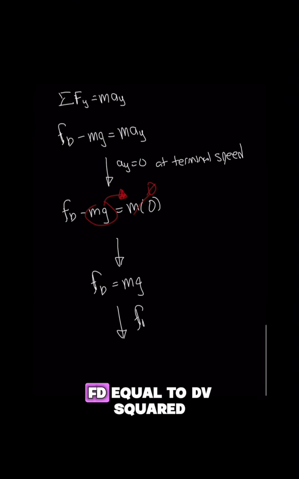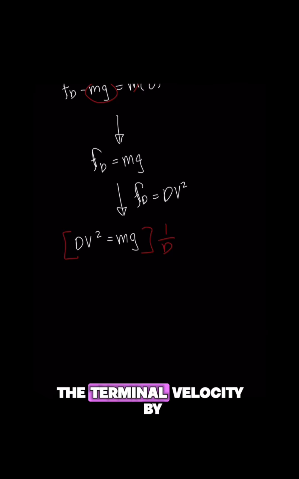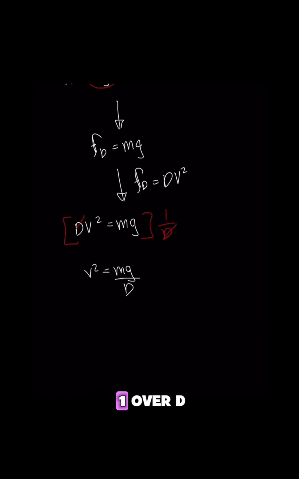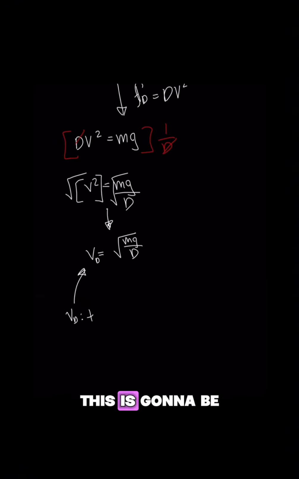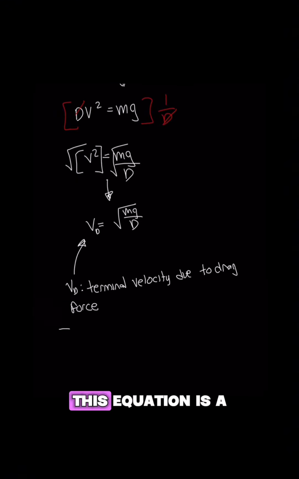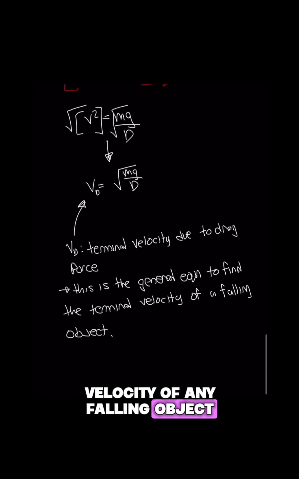And we can substitute Fd equal to dv squared, and then we can isolate for v. This is going to be the terminal velocity by multiplying both sides by 1 over d, and then we can take the square root of both sides, and we get this for the final answer. This is going to be the terminal velocity to the drag force. This equation is a general equation and can be used to find the terminal velocity of any falling object through any media.